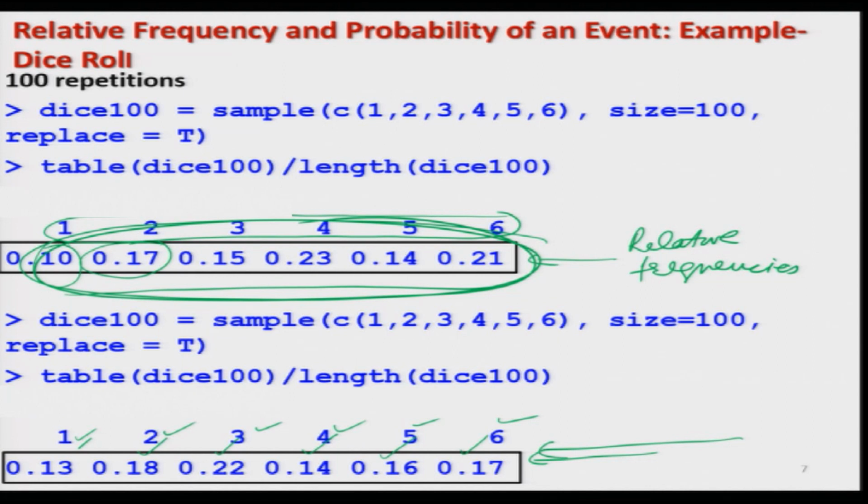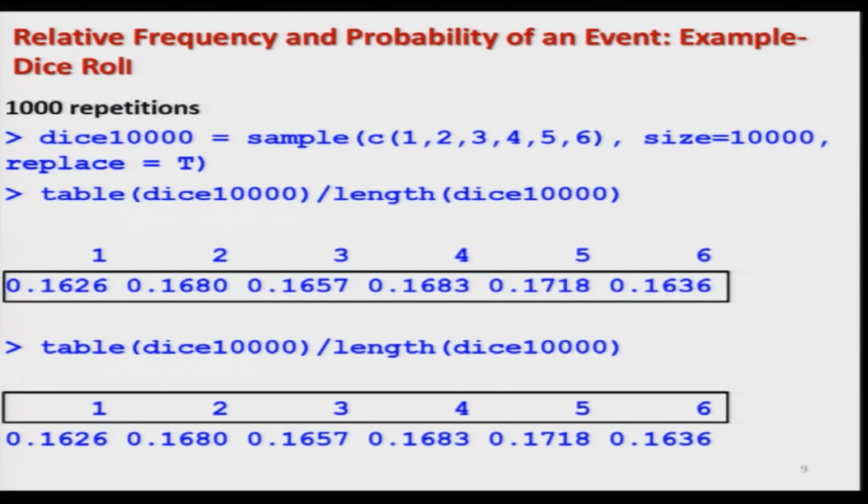And similarly, if I try to repeat the experiment now 10,000 times, so when I repeat the experiment for such a large number of times, the numbers of 1, 2, 3, 4, 5 and 6 which are observed here are as follows: we are getting here 1626 times 1, 1680 times 2, 1657 times 3, 1683 times 4, 1718 times 5 and 1636 times 6.